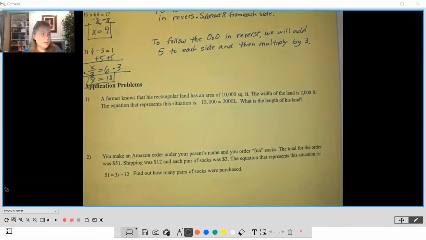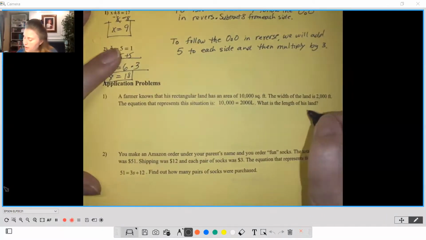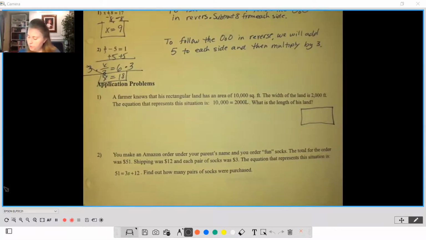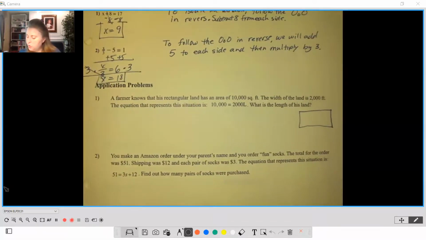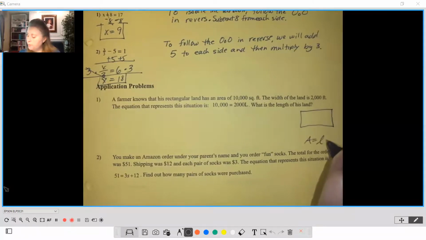A farmer knows that his rectangular land, so as soon as I'm a visual person, so as soon as I see the word rectangular, I'm just going to draw a rectangle. And so when I see farmer, I'm just thinking of a garden or a plot of land. So the area is 10,000 square feet. And then in my mind, I immediately say, hey, I know the area of a rectangle is equal to length times width. Okay, so I'm going to write that down. The width of the land is 2,000 feet.